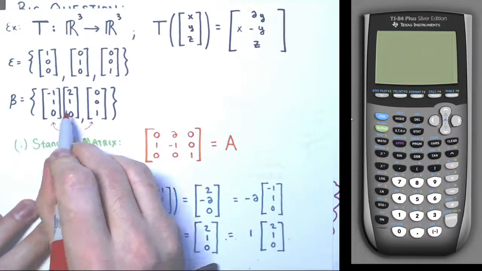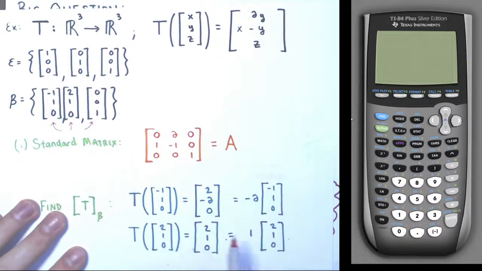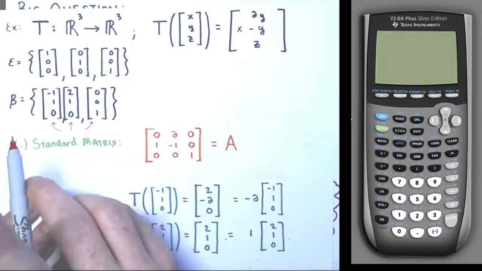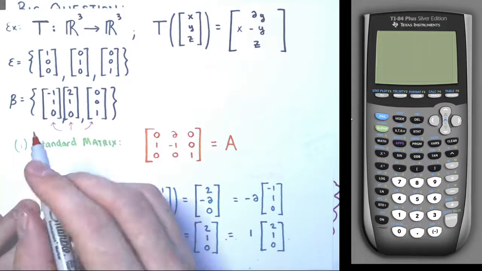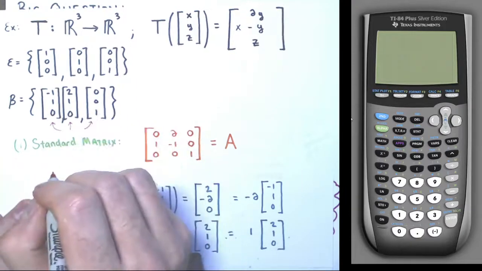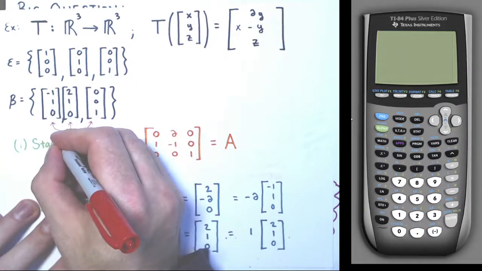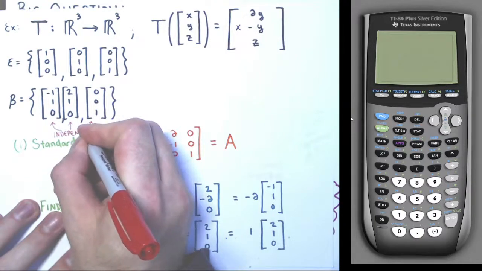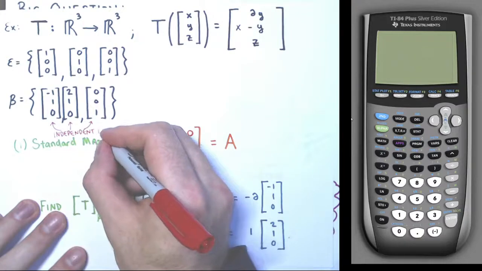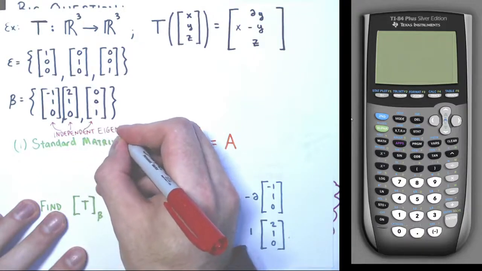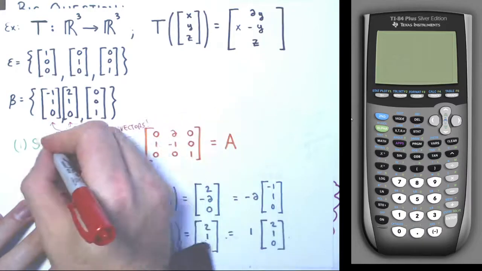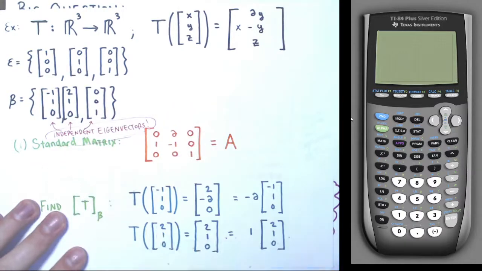We saw when I was taking the images of these that every single one of these vectors was an eigenvector. And these are in fact independent. We have independent eigenvectors in this basis. All right, and that's my little hint for you for the next video.